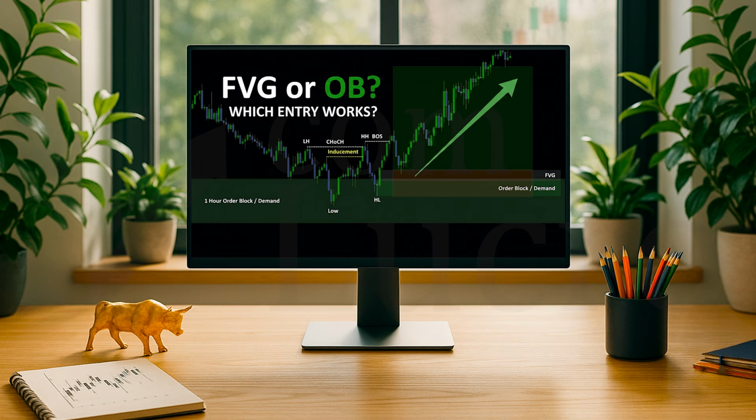The real challenge is knowing which zones are likely to be respected and which ones will be ignored. That is why fair value gaps and order blocks must always be evaluated through the lens of direction, structure, and liquidity. To make this clearer, I want to show you a short clip from another video where this process is broken down in detail. Pay attention to how price reacts across multiple time frames and why execution only works when it aligns with context. Let us take a look.